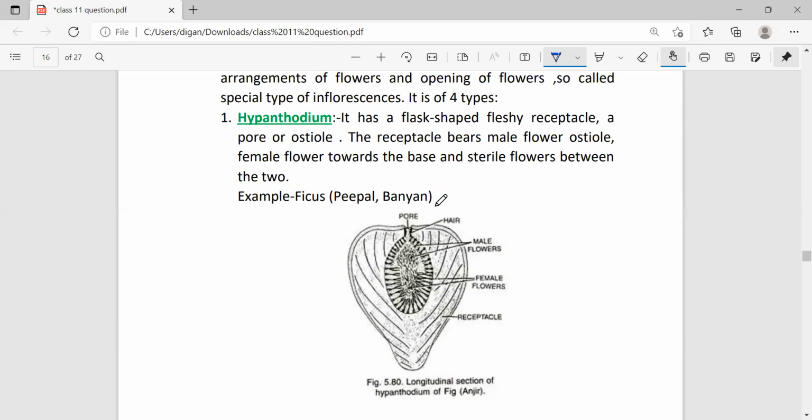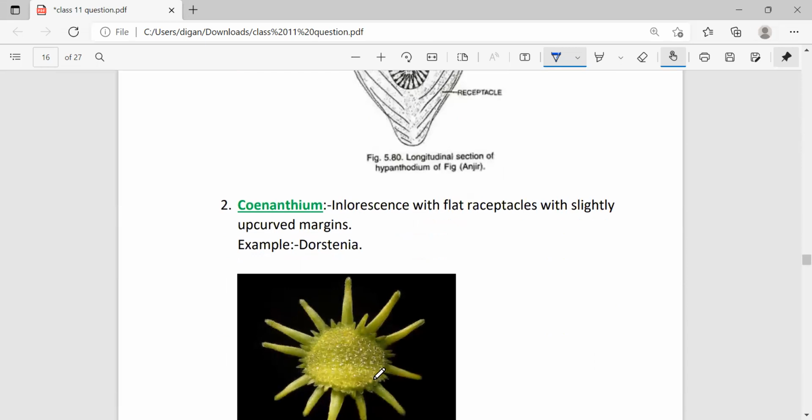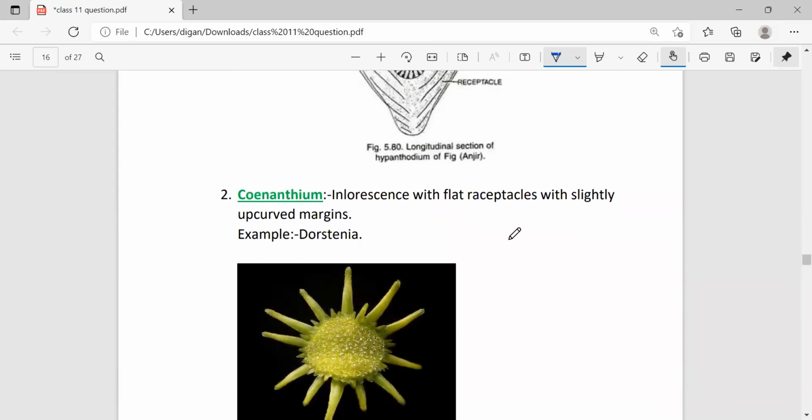You just write one example, and if possible draw the diagram, but if you find it hard to draw the diagram, then write the definition and write the example. But remember that you have to write the example also. So this is a diagram. These are the male flowers in between, and these are the female flowers, and these are hairs, and this is the pore, and this is the fleshy receptacle. Next type is this one. This inflorescence has a flat receptacle with slightly upcurved margin, an example, and this is the diagram.